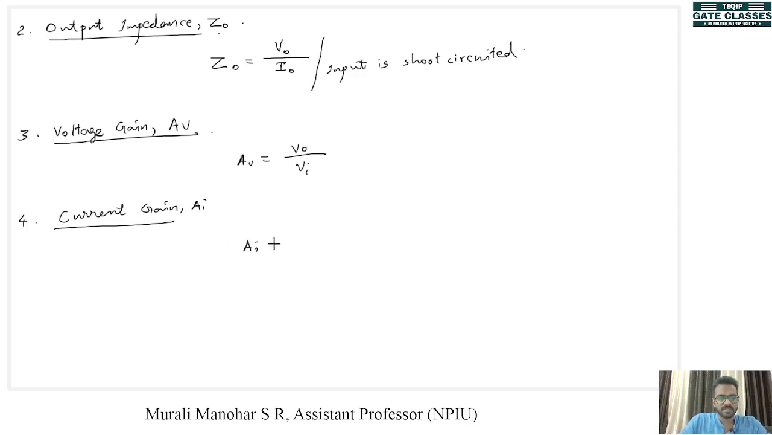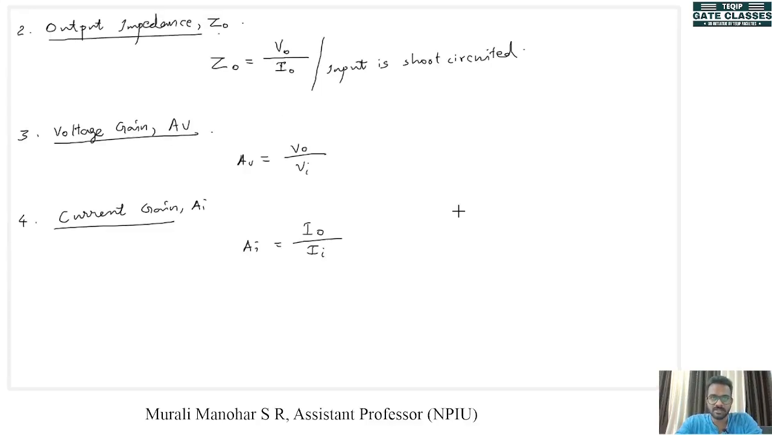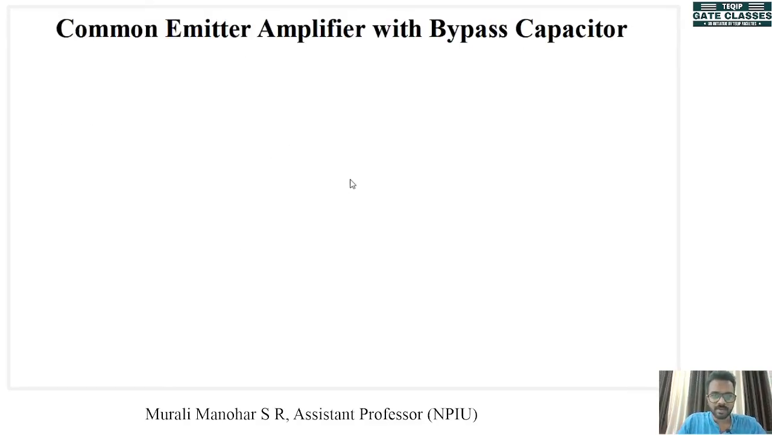Current gain is defined as AI is equal to output current divided by input current. And in case of BJTs, we know that in accordance with different configurations, AI can be very close to 1 or a very large value which can be even more than 100. So these are the 4 important parameters when we are doing a small signal analysis of a BJT amplifier. Okay, now can we start the analysis? Let's go. We'll do the analysis of common emitter amplifier with bypass capacitor.